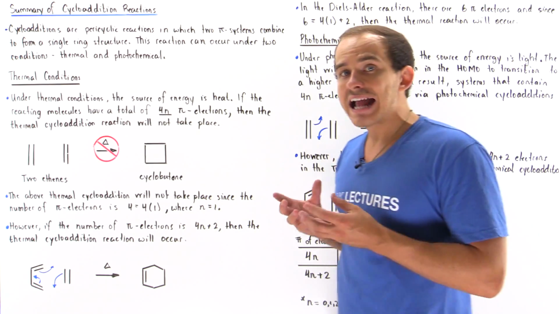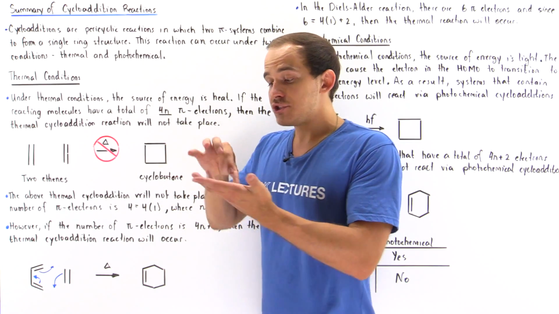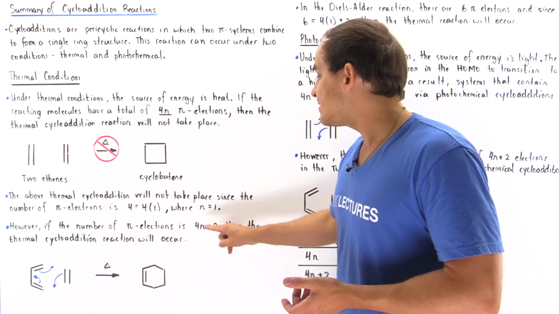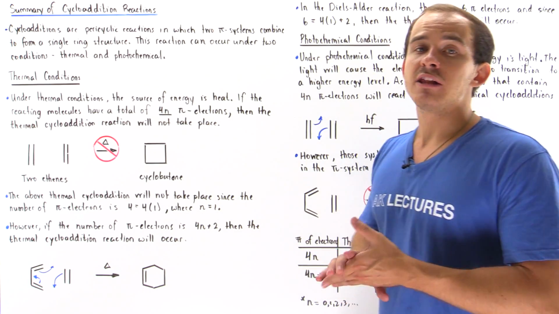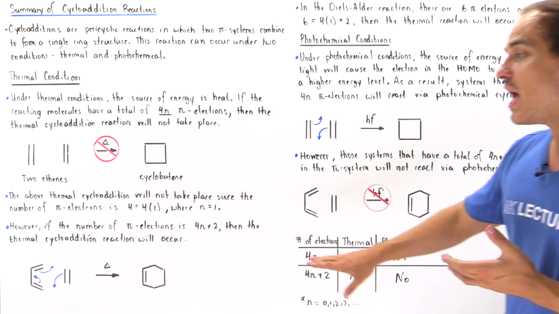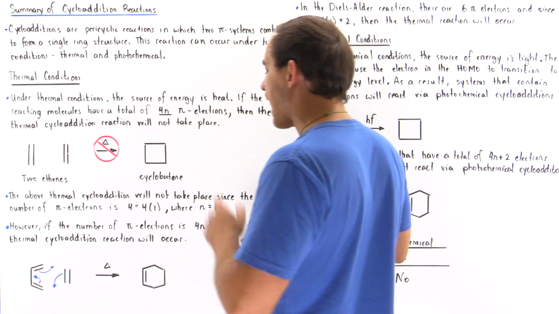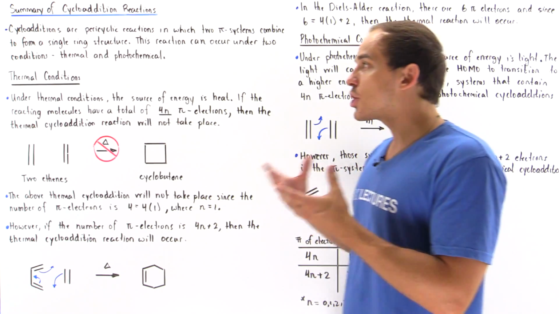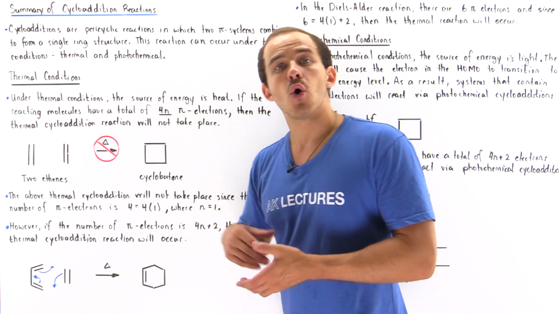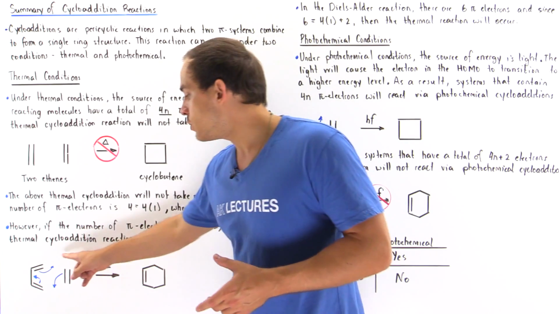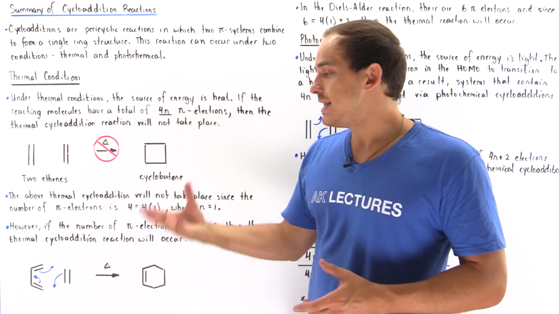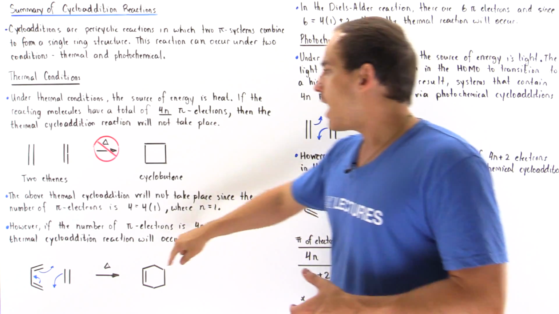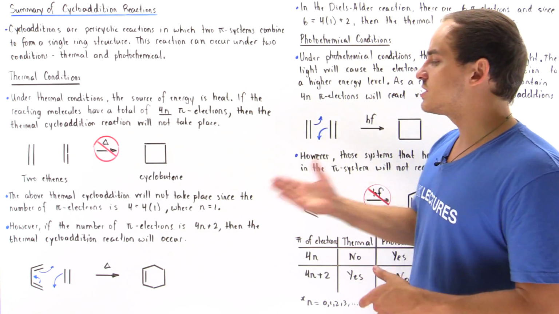However, if the reacting systems have, let's say, 2, 6, 10, 14, 18, 22, and so forth, basically 4n plus 2 pi electrons in our reacting system, then the thermal cycloaddition reaction will take place. The prototypical example of such a thermal reaction is the Diels-Alder reaction, in which we have our alkene, our dienophile, reacting with our 1,3-butadiene, our diene, under thermal conditions to produce the cyclohexene.